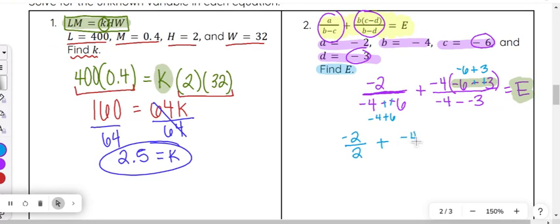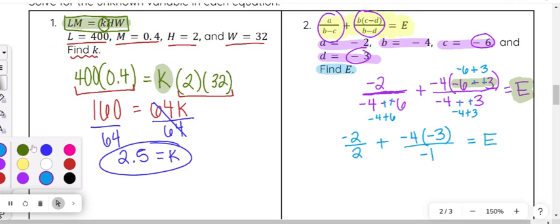So we have -4 times parentheses -6 plus 3, which is -3. All of that is over -4 minus -3. Double negative turns into a plus, so this is -4 plus 3, and that comes out to be -1, and then that equals e.